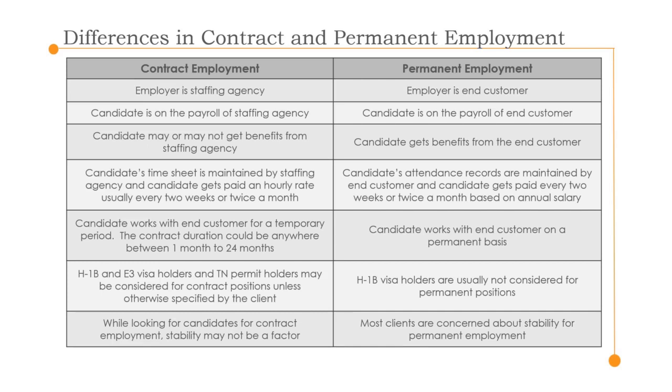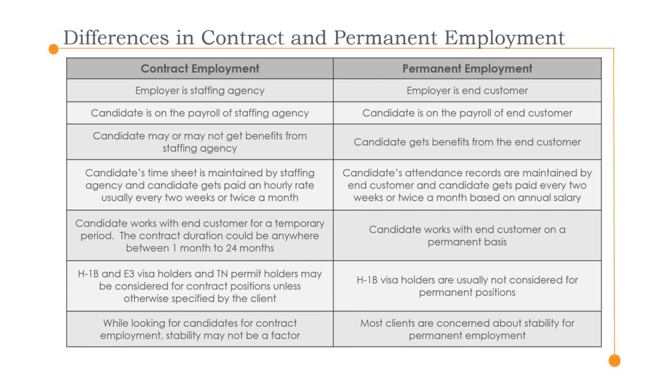On contract employment, the candidate's timesheet is maintained by the staffing agency, and the candidate gets paid an hourly rate, usually every 2 weeks or twice a month. In permanent employment, the candidate's attendance records are maintained by the end customer, and the candidate gets paid every 2 weeks or twice a month based on an annual salary. In contract employment, the candidate works with the end customer for a temporary period.